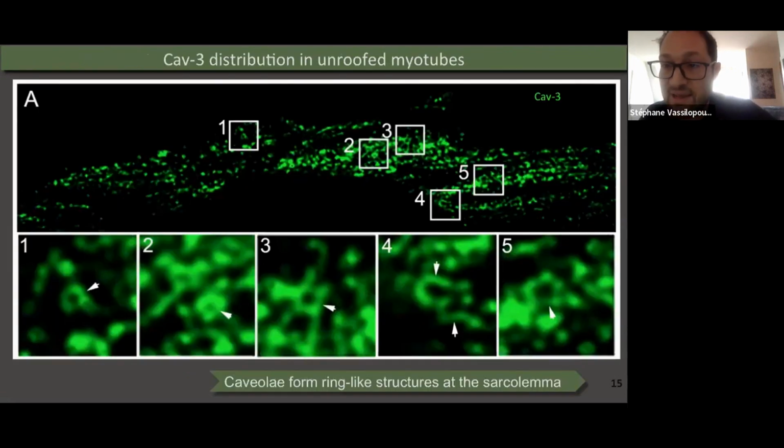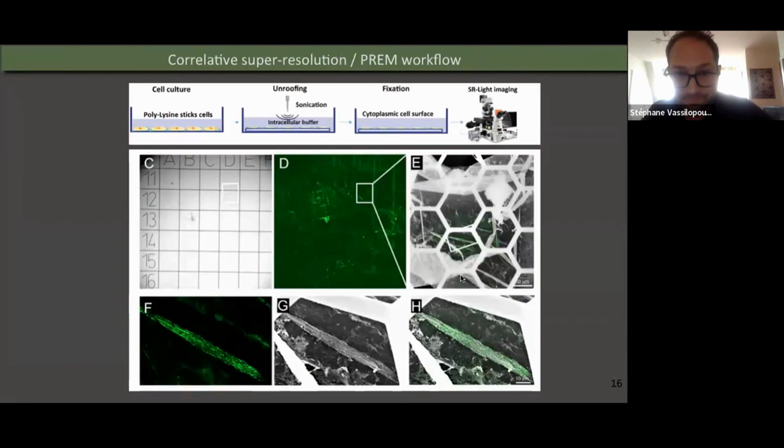So we did these experiments. We unroofed cells that have been extensively differentiated and labeled them with caveolin-3 antibodies, or expressing caveolin-3 GFP to avoid the necessity to label caveolin-3. And what we noticed is that caveolin-3 was always localized forming these circles, these rings, on the ventral side of the membrane of cultured myotubes.